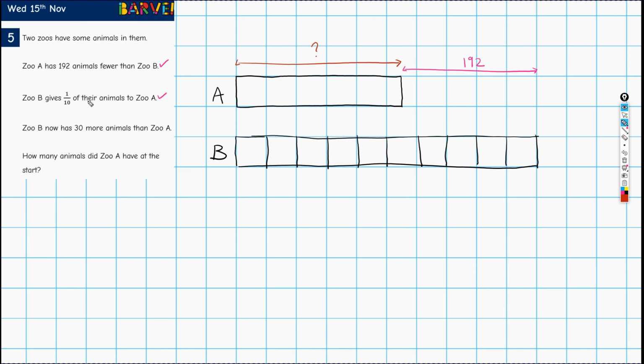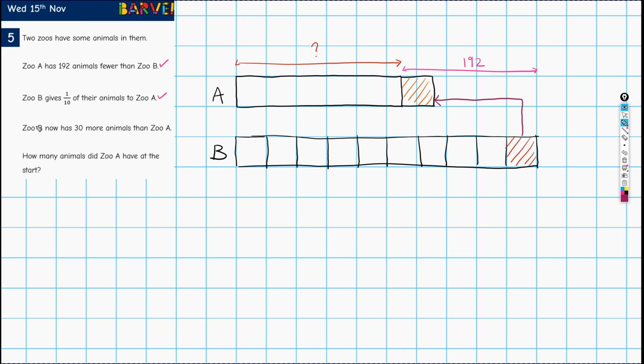Zoo B gives 1/10 of their animals to Zoo A. Okay. So I have divided this into 10. So this is 1/10, and that is being given to Zoo A. So I'm going to draw a block that's about the same size that I know represents that. I'm going to shade it in the same way. All right, that's this block. I know it doesn't exist here anymore. It exists here. Let's draw something that shows that it's gone from there. Okay, so that just reminds me what's going on.